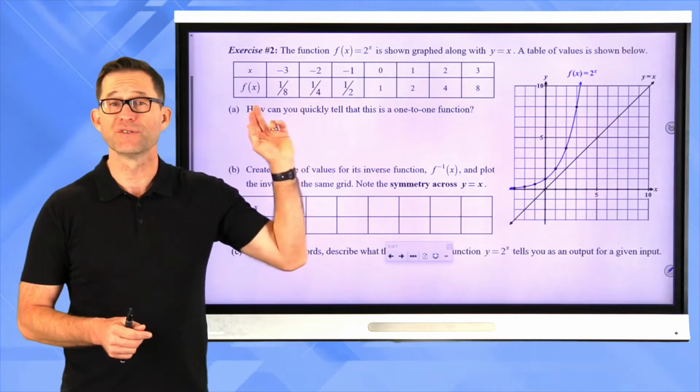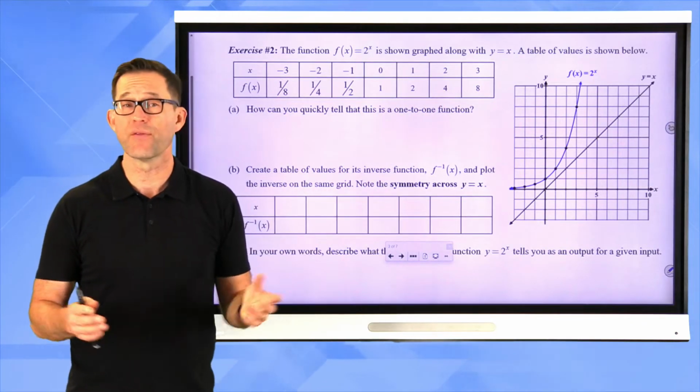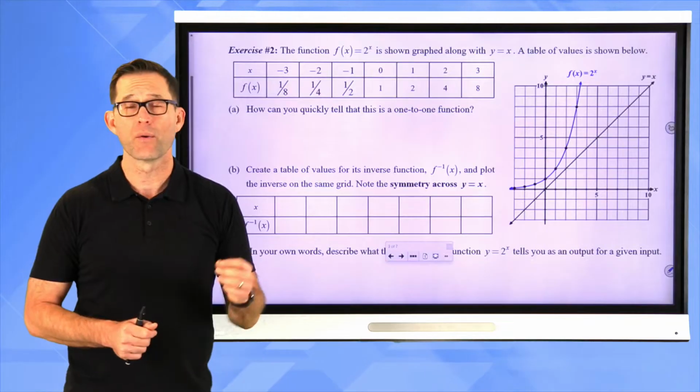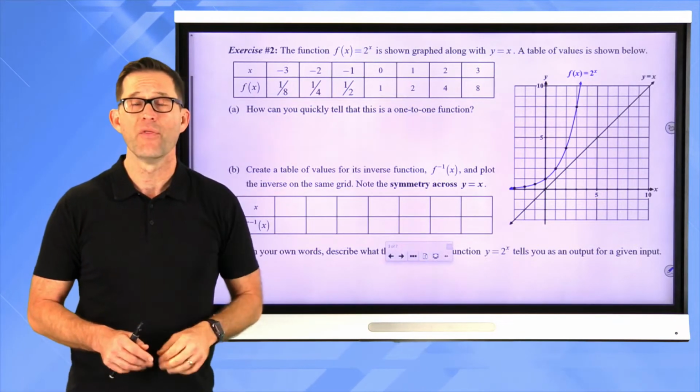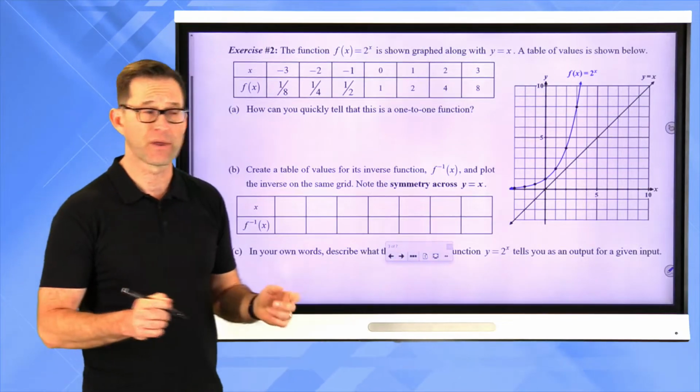Well, one thing you could do is just simply look at the table of values and say there are no repeated y values, right? Remember, a one-to-one function means that every input gets a unique output. There are no repeated y values, okay?